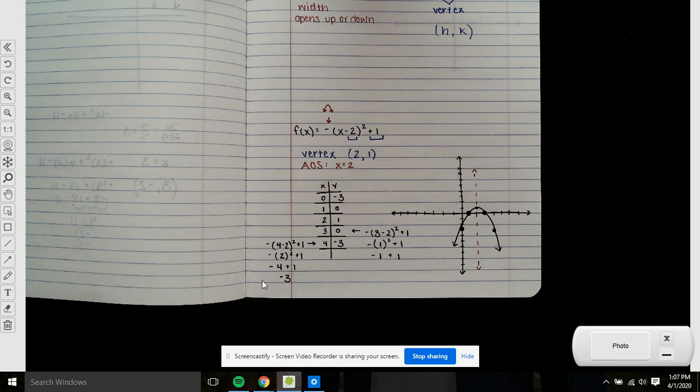If you need another example, there's going to be another example posted as well.